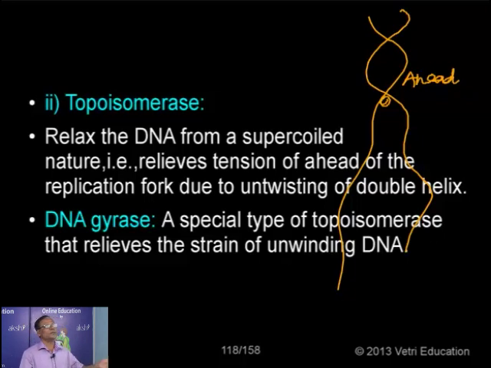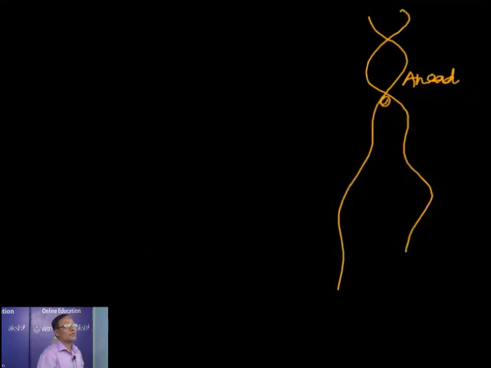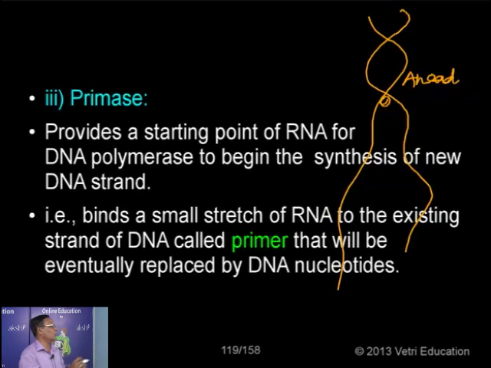So this is a special type of topoisomerase, while the relaxing of the supercoiling just ahead of the replication fork is mainly performed by the topoisomerase. In some cases there is a specific DNA gyrase, which is nothing but a special type of topoisomerase. That's the function of topoisomerase, relieving the strain of the unwinding DNA molecule. So simply we can say topoisomerase is responsible for relaxing the supercoiling just ahead of the replication fork, giving the helicase a chance to break the hydrogen bonds.